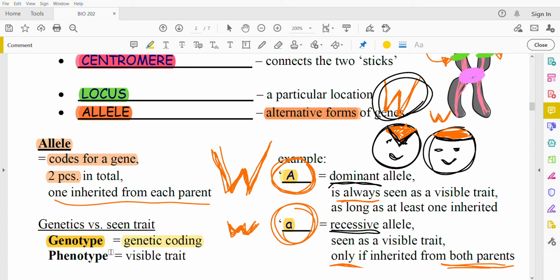Phenotype instead is going to be what we actually end up seeing. So the visible trait or visible characteristic, as in this case, it was the type of hairline that we see. So the type of hairline that we see is going to be the phenotype, and genotype is going to be the coding, either as capital W or lowercase w.